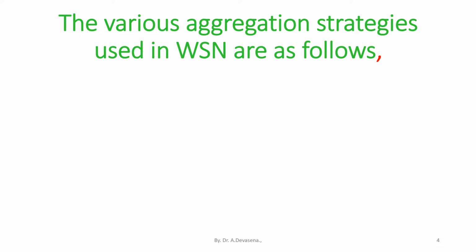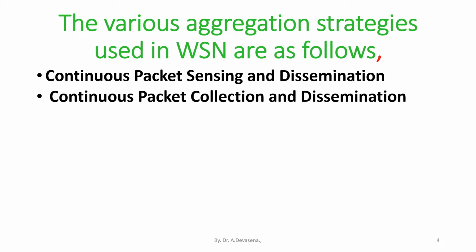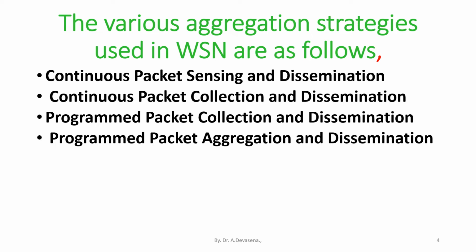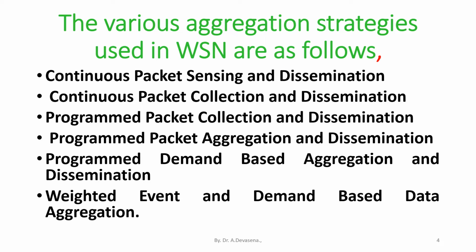The various aggregation strategies used in wireless sensor networks are as follows. First one, continuous packet sensing and dissemination. Second is continuous packet collection and dissemination. Third one is programmed packet collection and dissemination. Fourth one is programmed packet aggregation and dissemination. Fifth one is programmed demand-based aggregation and dissemination. The last one is weighted event and demand-based data aggregation.